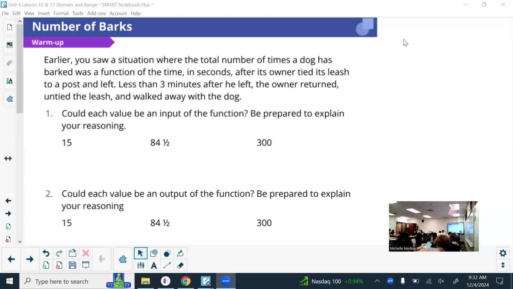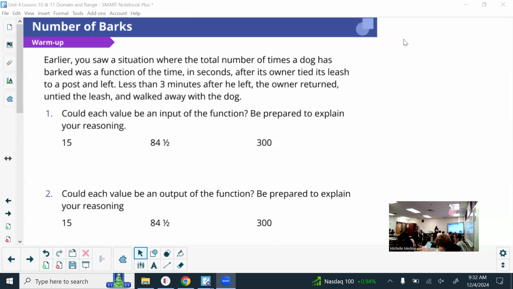Okay, so I already read it to you, but I'll read it again just for the recording's sake. If you did nothing for the past couple minutes, here's your chance to hopefully figure it out. Previously, you saw a situation where the total number of times a dog has barked was a function of the time in seconds after its owner tied its leash to a post and left. Less than 3 minutes after he left, the owner returned, untied the leash, and walked away with the dog.